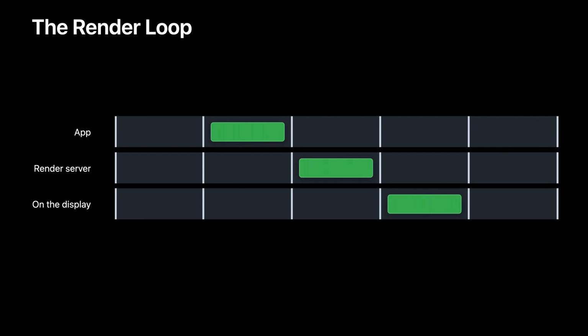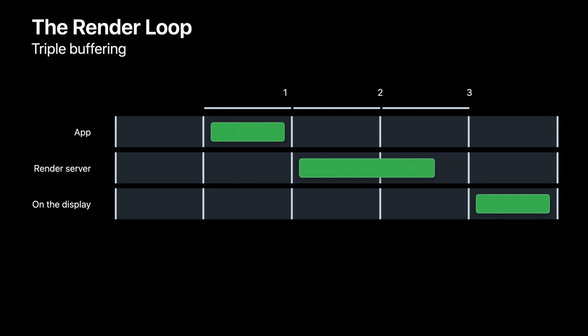An important caveat to the 3-stage process is that the frame is processed for 2 frames before display. We call this double buffering, but there is another mode. To avoid hitches, the system may switch to triple buffering, where the render server is given 1 extra frame duration to complete its work. Since this is a fallback mode, we're going to focus on double buffering while talking about hitches and the render loop.